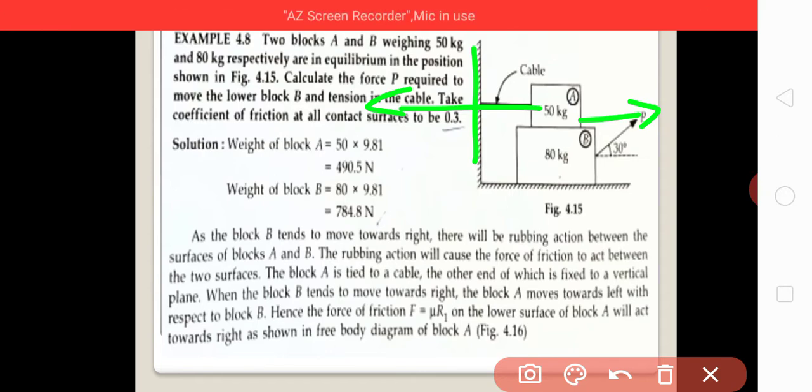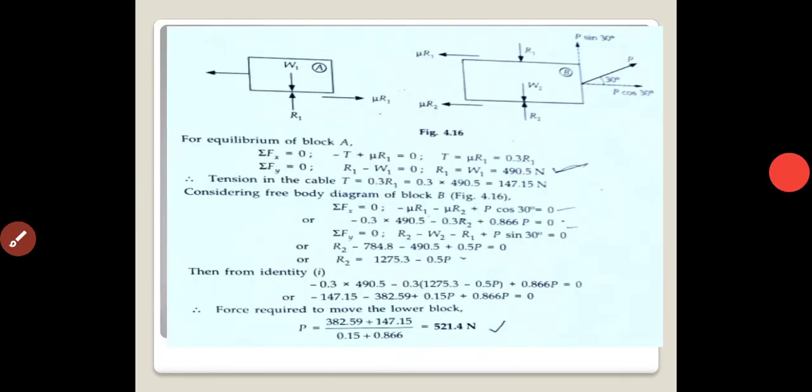As the block is tied to the cable, the other end of which is fixed to the vertical wall, when the block B tends to move towards the right, the block A must move towards the left with respect to block B. Hence, the force of friction F = mu R1 on the lower surface of block A will act towards the right, as shown in the free body diagram on the next page. Here, again, we resolve along the plane and vertical to the plane. All the problems will be dealt with this concept only.